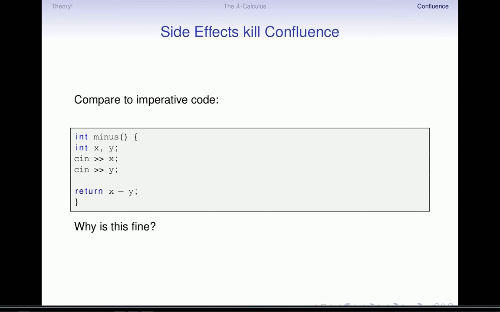Compare this to imperative code. We have a function called minus. It has you declare two variables x and y and read from the input two numbers and then return the subtraction of y from x. Why is this fine? It is fine because we have a guarantee that reading the input into x always happens before reading the input into y, which is not a guarantee that you have in Haskell.